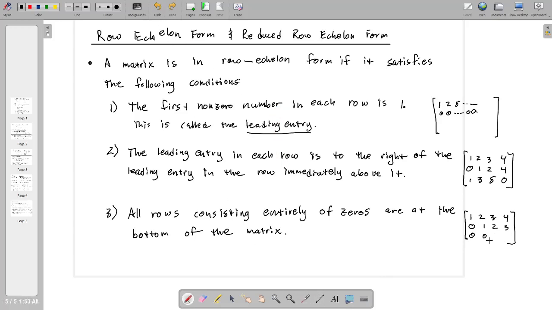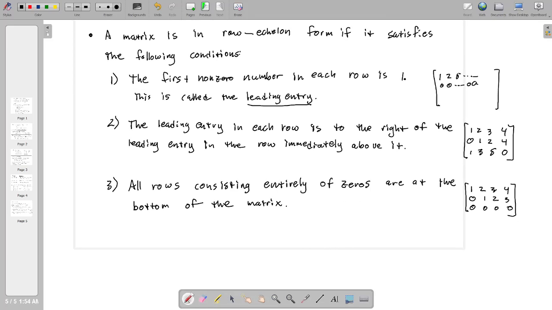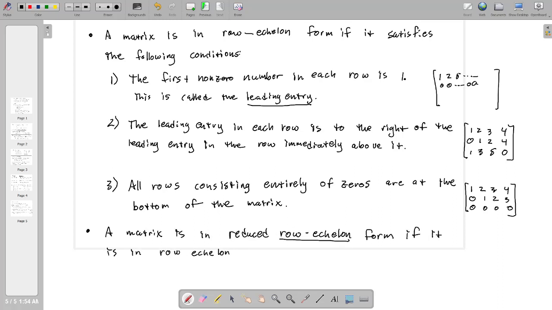But if we have a row of zeros, then it needs to be at the bottom to fit the third property. So it cannot be something that looks like this. 1, 2, 3, 4, 0, 0, 0, 0, 0, 1, 2, 3. This is not in row echelon form because the 0 row is not at the bottom. A matrix is in reduced row echelon form if it's in row echelon form and it satisfies this fourth property.